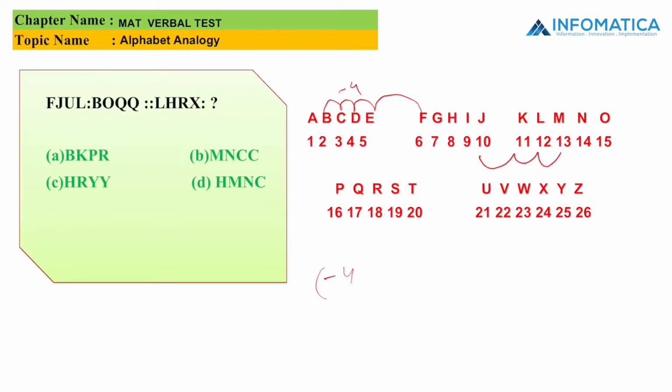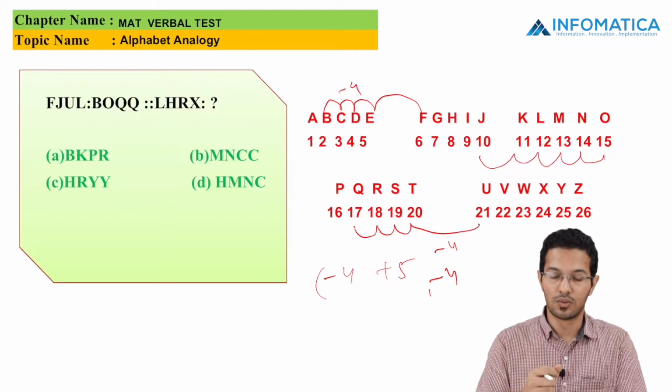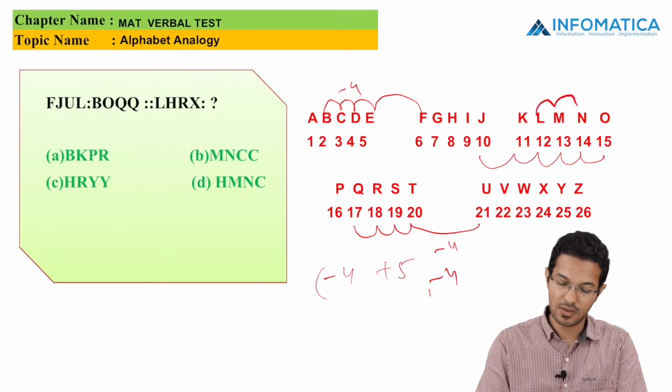1, 2, 3, 4, 5. I'm going plus 5 steps front. U is related to Q. U is on number 21 and is related to Q. So I am going 1, 2, 3, 4, minus 4 steps. L is related to Q. So I am going 1, 2, 3, 4 and 5, which is plus 5.